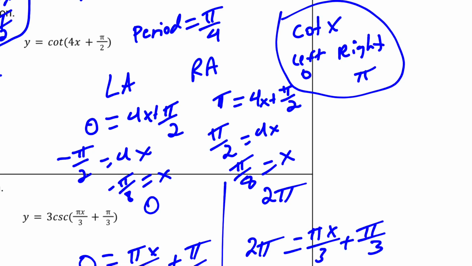Cotangent has a period of pi over 4 here, and we know that the left should be 0 and the right should be pi. The normal period would be pi, but since it's divided by 4, you can't go by that alone though. You have to use the entire thing. So you set 0 equal to 4x plus pi over 2, and your left asymptote is at negative pi over 8. If you set pi equal to 4x plus pi over 2, you get your right asymptote at pi over 8. That's because of that 4, which is creating this horizontal shrink.